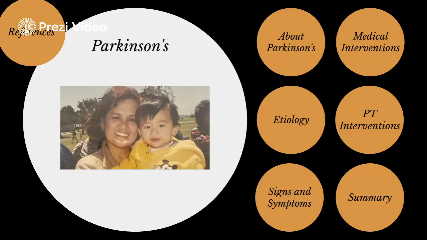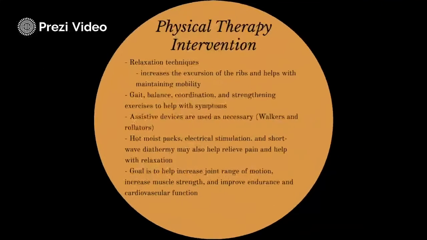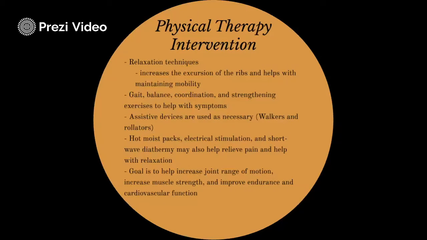All right, next, what we'll be going over is the physical therapy interventions. A lot of the times, physical therapy interventions may include relaxation techniques. This is to help increase the exertion of the ribs and helps with maintaining mobility. PT intervention may also include gait, balance, coordination, and strengthening exercises to help with the symptoms that they may face. And assistive devices are used as necessary. I believe usually they're walkers or rollators, which my grandma had both of those.